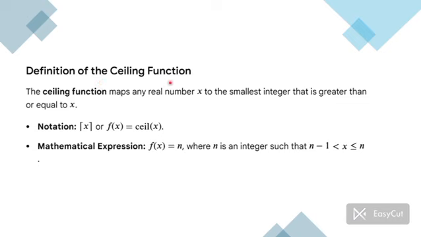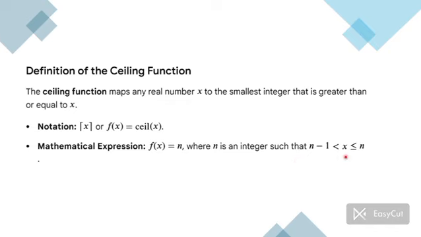Definition of the ceiling function. The ceiling function maps any real number x to the smallest integer that is greater than or equal to x. Here is the notation. It is closed in upward, just like a ceiling. We can also write f of x is ceiling of x.